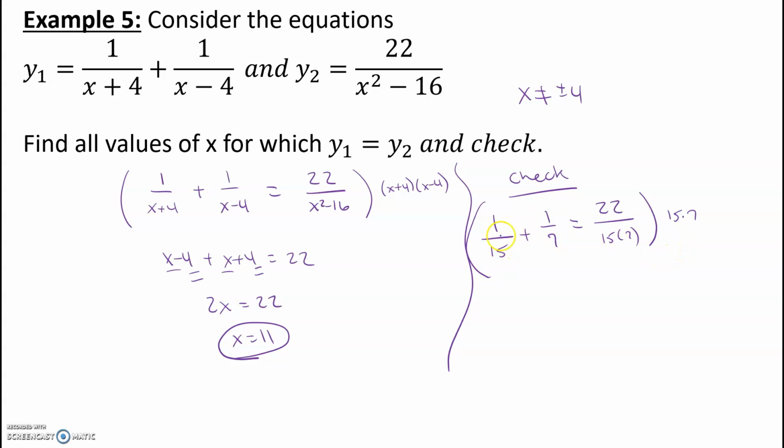So here the 15s will cancel out, 1 times 7. Here the 7s will cancel out, 1 times 15. And here the 15 and the 7 will both cancel out, 22. 7 plus 15 is 22. My answer works.